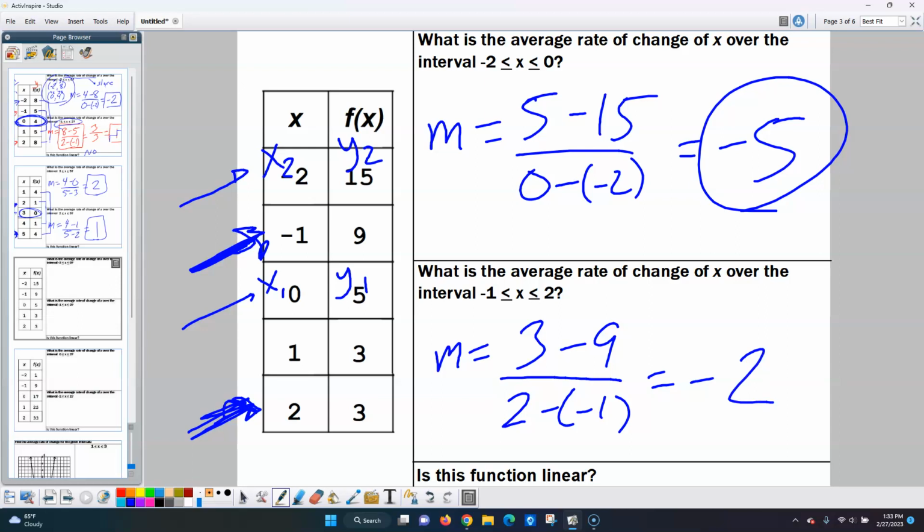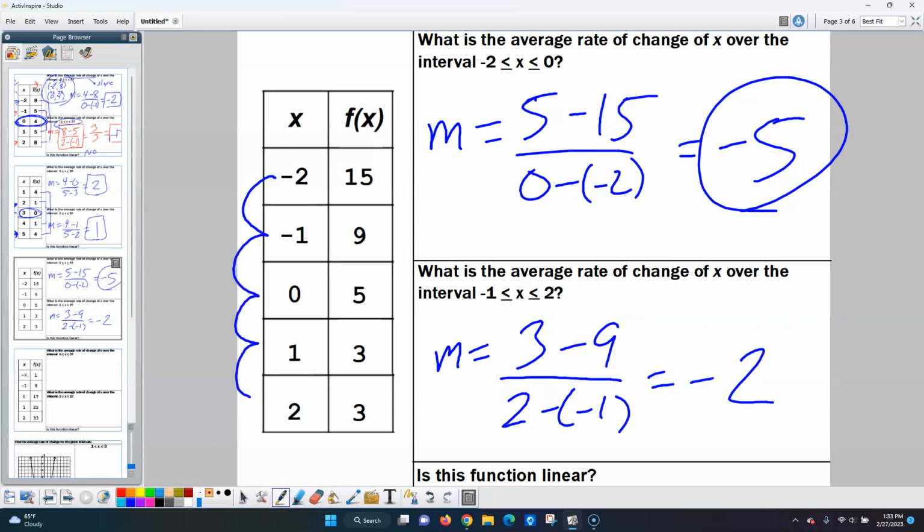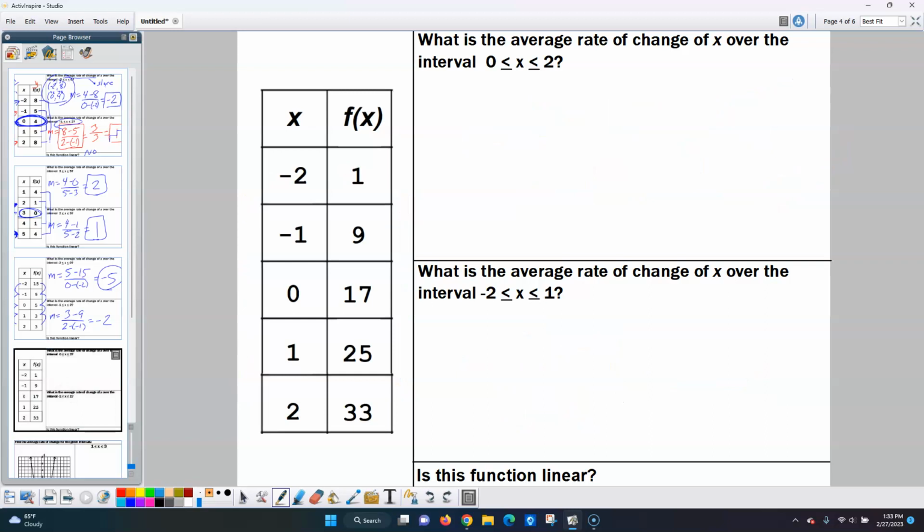And is this function linear? I don't think so. If this thing were linear, all of these on the left side, this goes up by 1, up by 1, up by 1. So we would need to be climbing by the same amount or falling by the same amount. So this one goes -6, -4, -2. It's not going to be linear because your average rate of change is not the same between each of those.